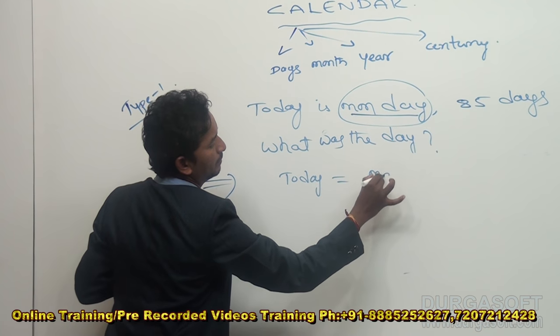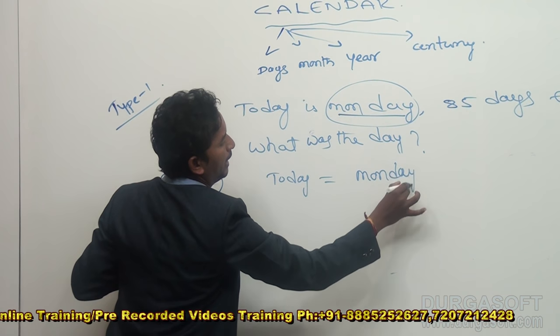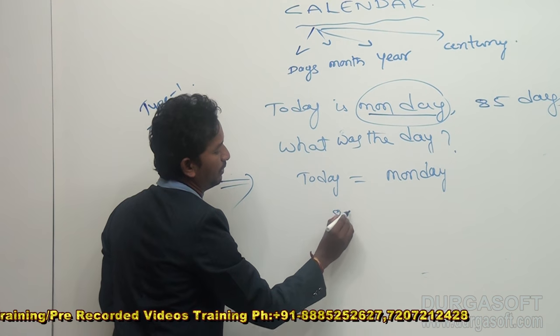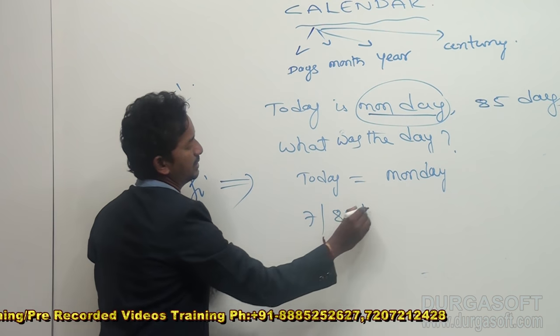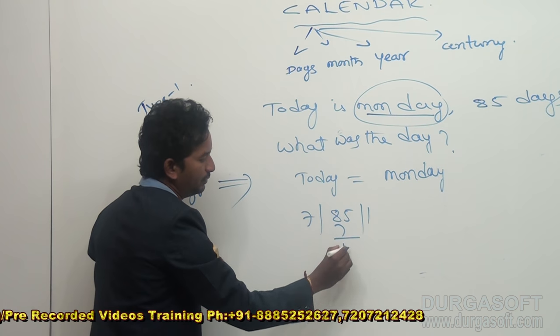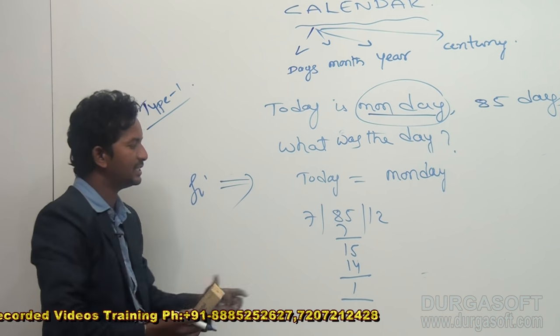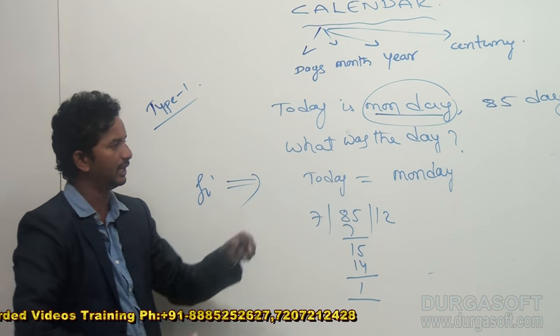So Monday again, I want 85 days back. Again 85 divided by 7. 7 ones are 7, again 15. 7 twos are 14. Remainder is 1. So this is "ago". The question is asking "ago".